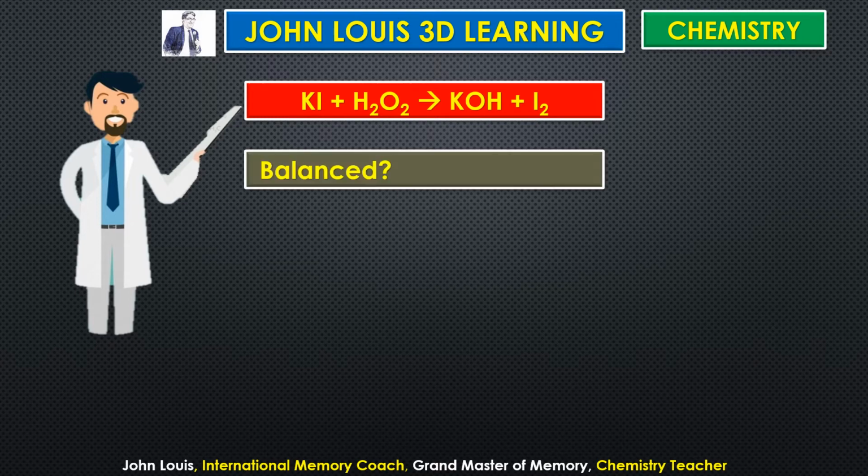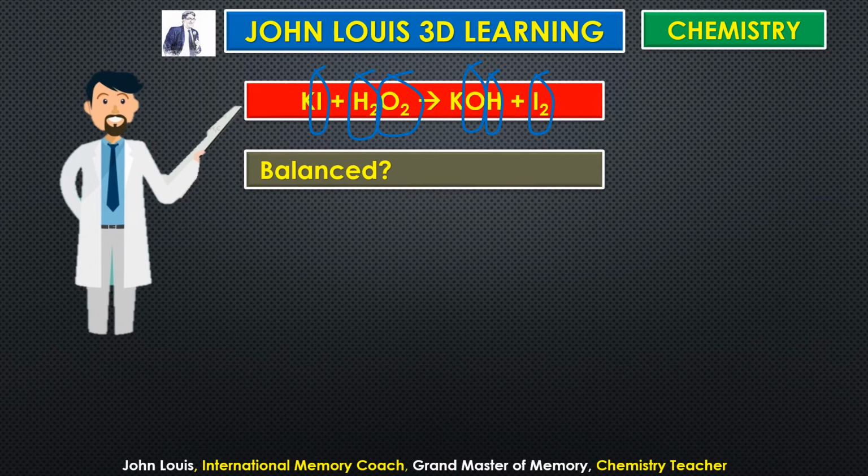So is it balanced? Definitely it is not balanced. How can you say it is not balanced? Balanced means the number of atoms of each element on the reactant side and product side should be the same. For example, let us take iodine. On the reactant side it is only 1, whereas on the product side it is 2. Take hydrogen: on the reactant side it is 2, on the product side it is only 1. Take oxygen: on the reactant side it is 2, again on the product side it is only 1. Therefore it is not balanced. Even if the number of atoms of any one element is not equal, then it is not balanced. Therefore we need to balance the equation.